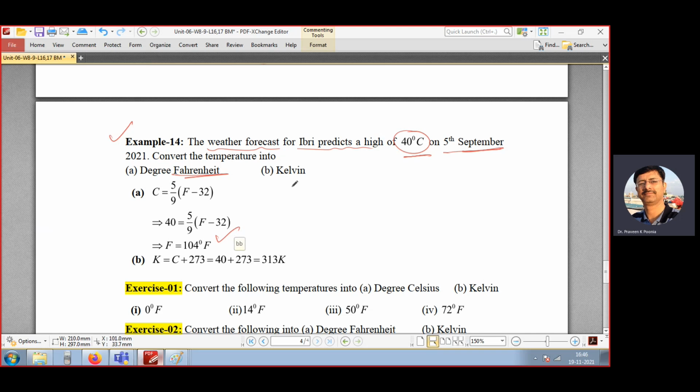Clear? Now they are asking in Kelvin. What is Kelvin? C plus 273. C is already given here: 40 plus 273. If you add it, it will become 313 Kelvin. This is the answer. So the questions, my dear friends, are very, very easy.